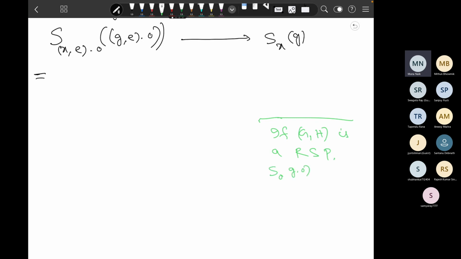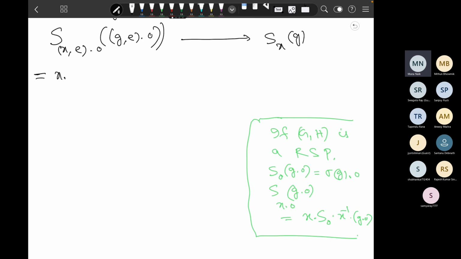Okay, G dot O was really nothing but sigma G dot O, and S of X G dot O. Okay, S of X dot O and G dot O. This is really X SO dot X inverse G dot O. So this was the thing which we have shown. So you want to use that thing. So this is really XC. So I am using the last one. I am using this one. So this is XC SO XE inverse. Okay, this is GE dot O.